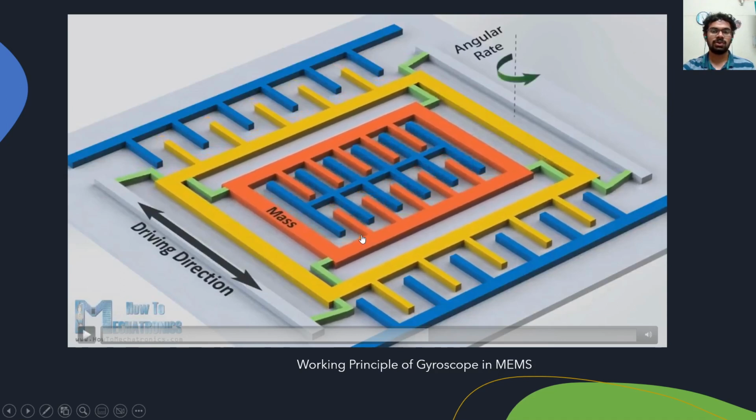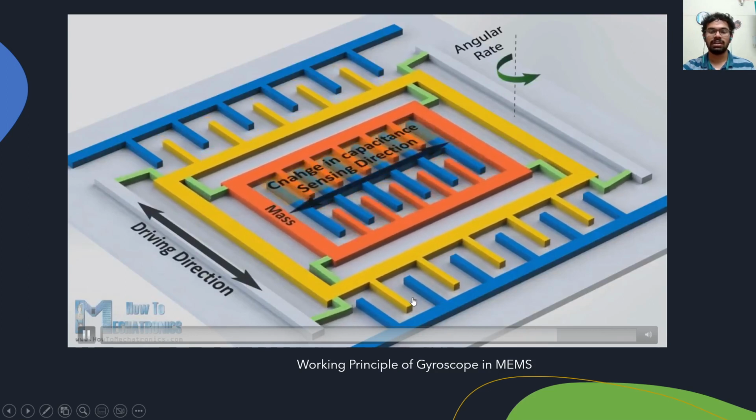But when a rotation is introduced, due to the Coriolis effect, there will be a force acting along the z direction. So these capacitors will move left and right and change in length. Because of this change in length, the output capacitance will be varying.